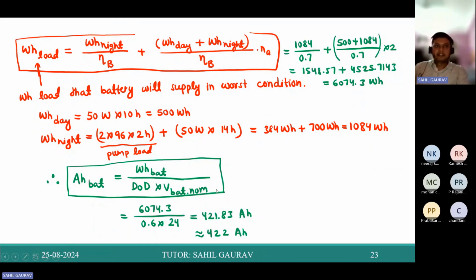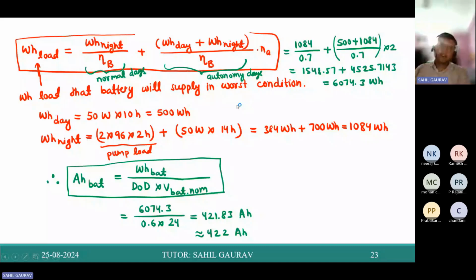So this is for normal days. Here we have considered only the energy demand during the day, while this is for the autonomy days. During autonomy days, either it is day or night, both the energy is fulfilled by the battery only. So in autonomy, that means the PV is not functioning for 24 hours. That means 24 hours is called one autonomy. During autonomy days, either day or night, we have to take both.